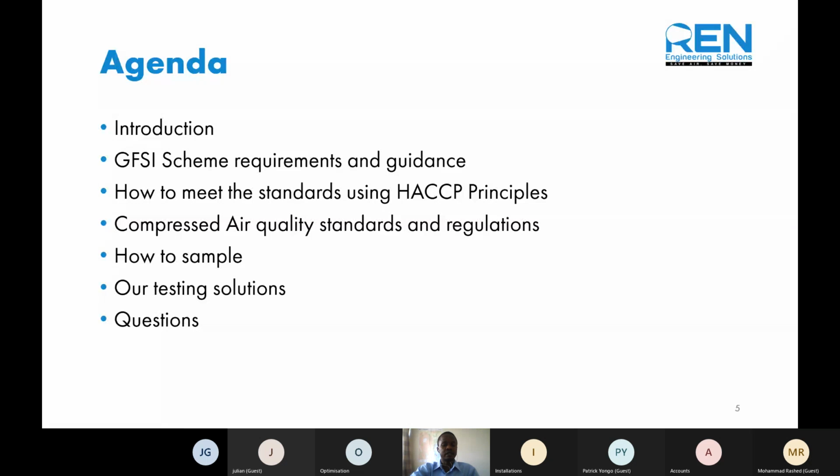So getting to our agenda for today, I'll start with a short introduction about the topic of compressed air quality. I will then look at the different GFSI schemes, and I'll explain what that is and the guidance. We'll then look at how to meet these standards using HACCP principles. We'll then look at some of the compressed air quality standards out there, how to sample your compressed air quality, and our testing solutions. We'll then have a Q&A session where we'll take your questions regarding this topic.